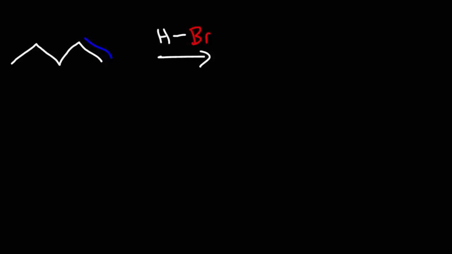This reaction is an electrophilic addition reaction. HBr will be added to the carbon atoms across the double bond. The hydrogen atom is going to go on the primary carbon. This carbon is primary because it's attached to only one other carbon. The bromine atom is going to go on the carbon that is secondary.